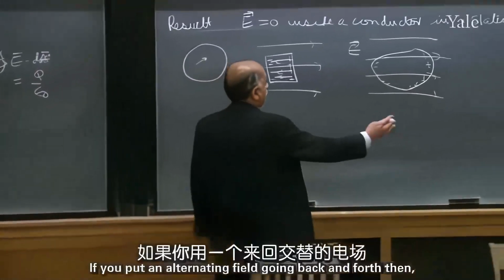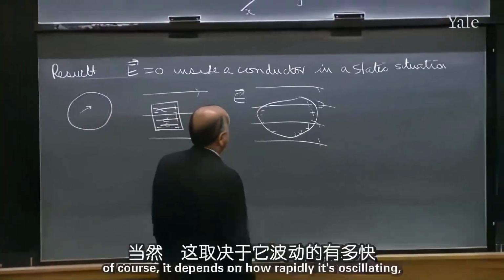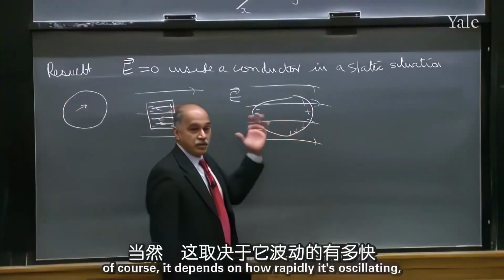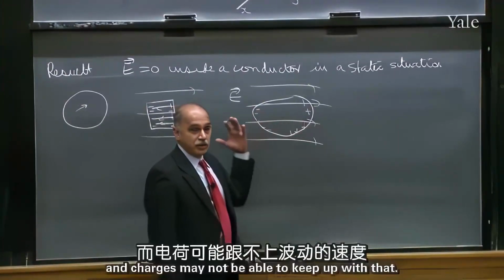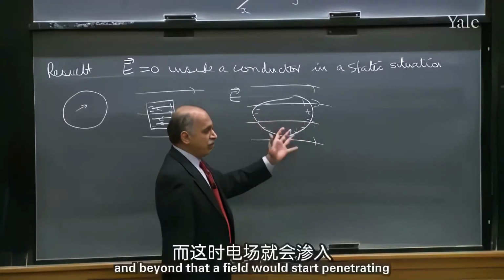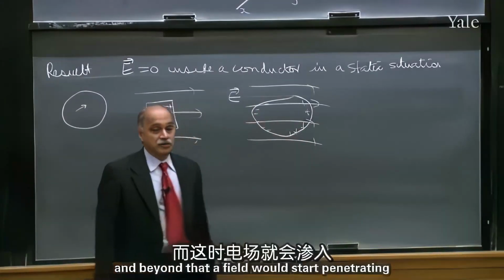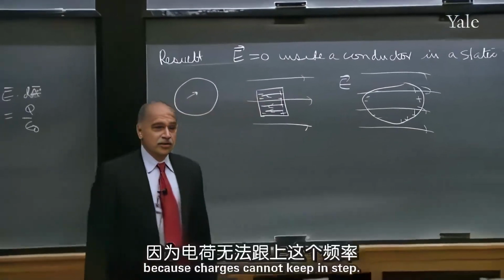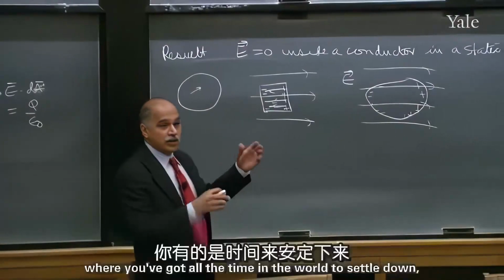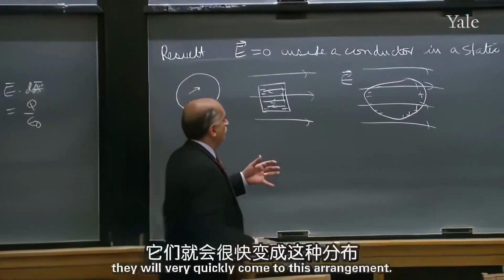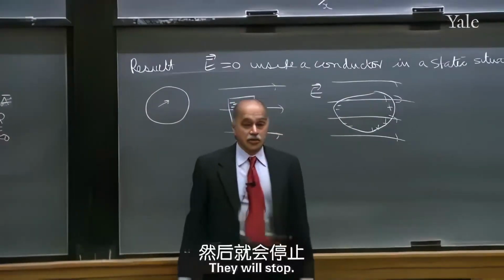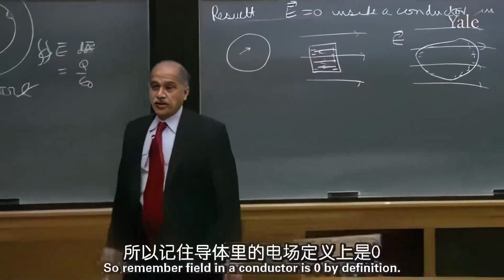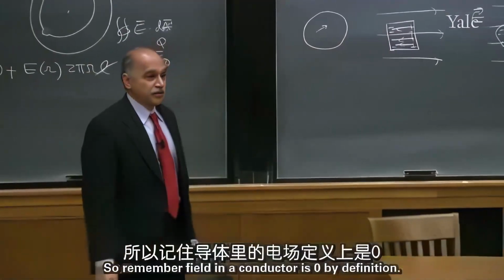If you put an alternating field going back and forth, then of course it depends on how rapidly it's oscillating, and charges may not be able to keep up with that. That's called the plasma frequency. And beyond that, a field will start penetrating because charges cannot keep in step. For a DC field, where you got all the time in the world to settle down, they will very quickly come to this arrangement, they will stop. So remember, field in a conductor is 0 by definition.